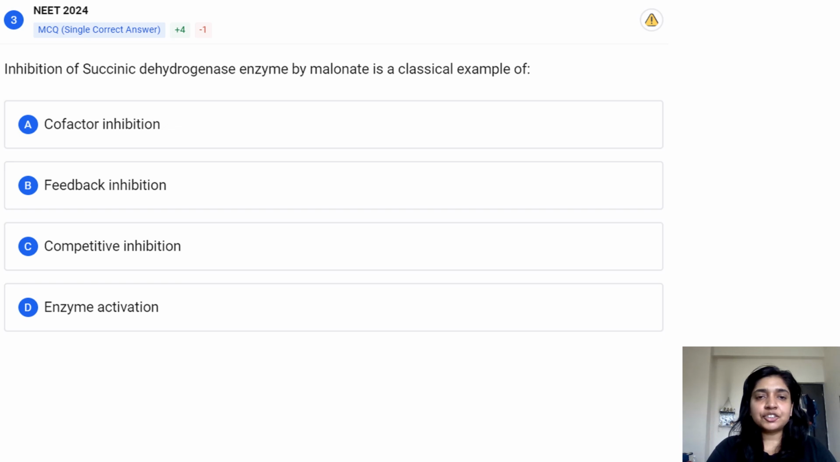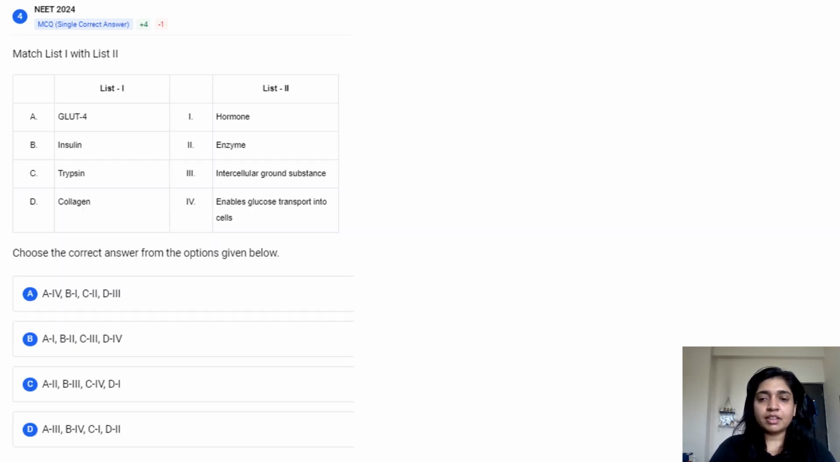Inhibition of succinic dehydrogenase enzyme by malonate is a classic example of competitive inhibition. This is the only type of inhibition mentioned in your NCERT. There are other methods of inhibition as well, like non-competitive or mixed inhibition, but they are not discussed in your NCERT. The only type of inhibition that is discussed in NCERT is competitive inhibition.